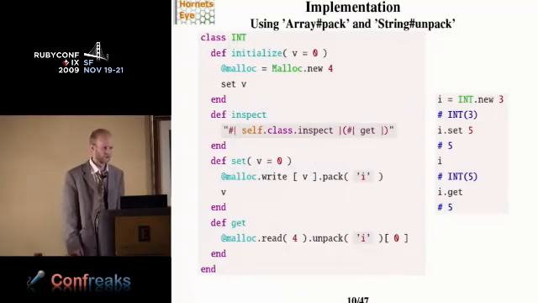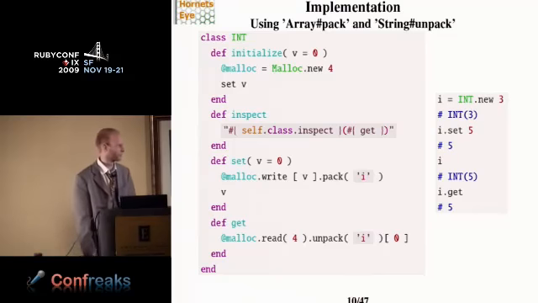And so you can use this class to define a native data type in Ruby. In the constructor, you allocate 4 bytes of memory, and then you have a set and a get method.